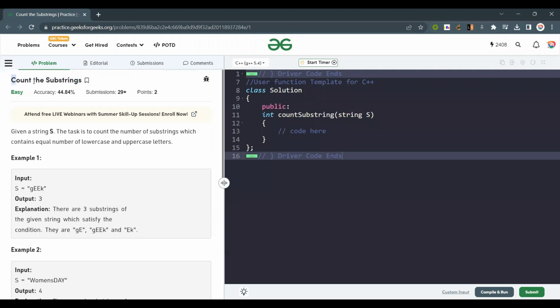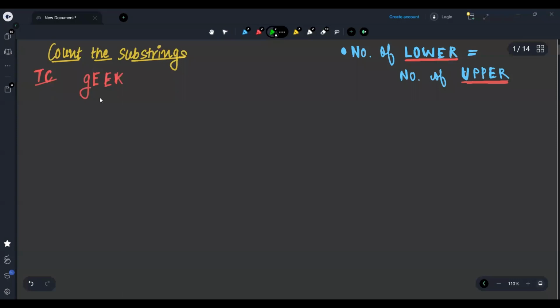Today we are going to solve the problem Count the Substrings. Given a string S, the task is to count the number of substrings which contain an equal number of lowercase and uppercase letters. So let's discuss with an example. Let's say we are given the string "geEK".